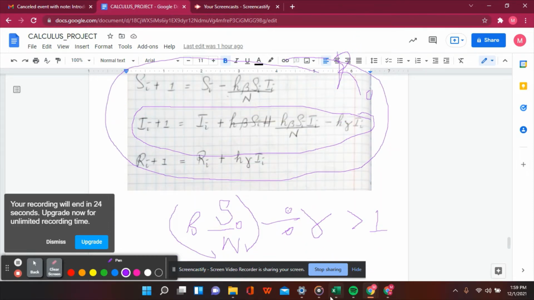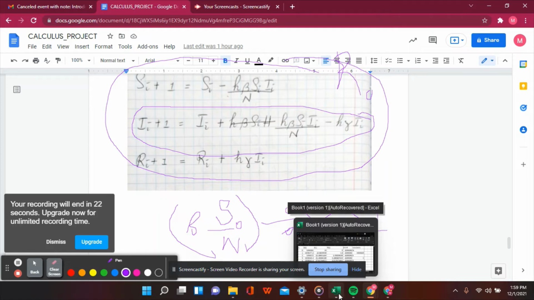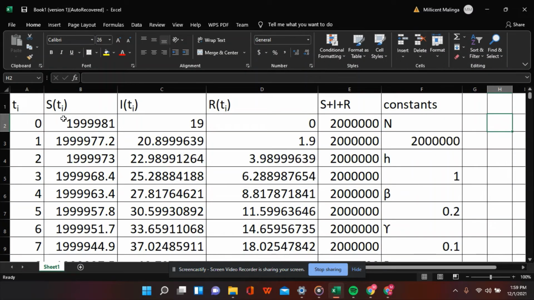So now let's take a look at our model in Excel. I used Excel to create this model, and I had my own values of beta and mu. My beta is 0.2, and my mu is 0.1. This is the rate at which people are recovering or dying.